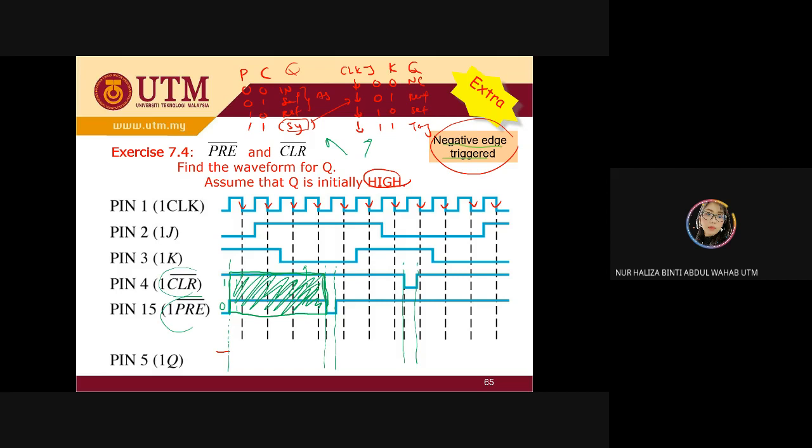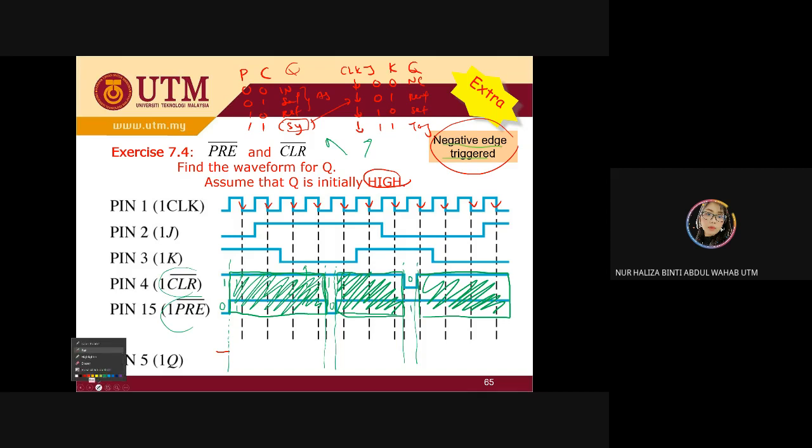Next, we move to here. We have 1, 0, and again, here we have another 1, 1. And another 1, 1 here. If 1, 1, we need to look into the flip-flop. Here is the value of 0 and 1.